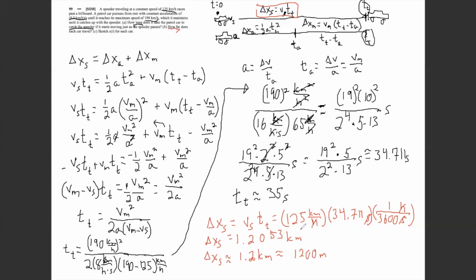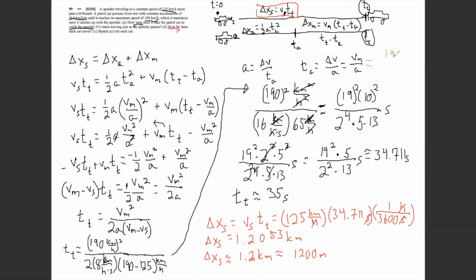And then part C is to sketch the position time graph for each car. Okay, so to do this, we would need to make a graph. And maybe it would be good to know what this TA is. That's the thing that might be useful for the purposes of graphing here, to actually know what that TA is, right? And we could figure that out, right?